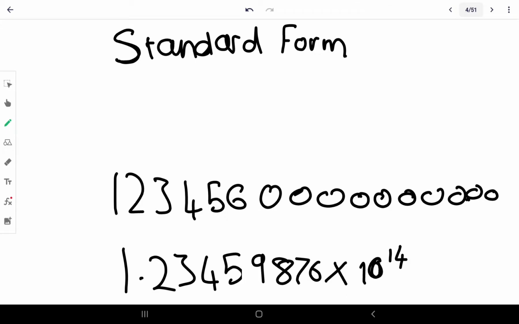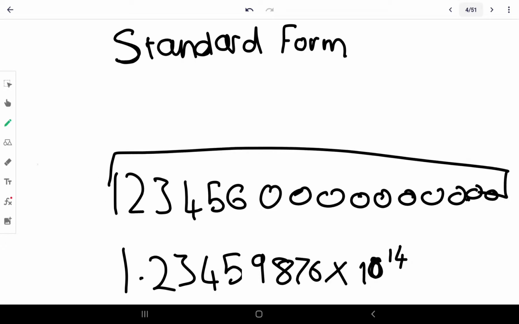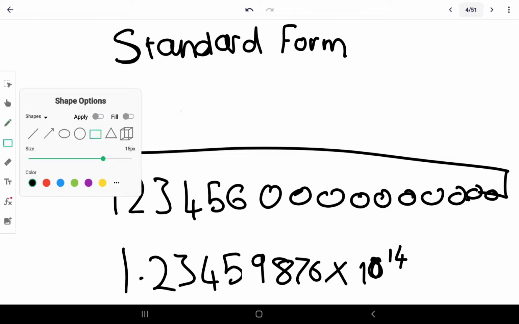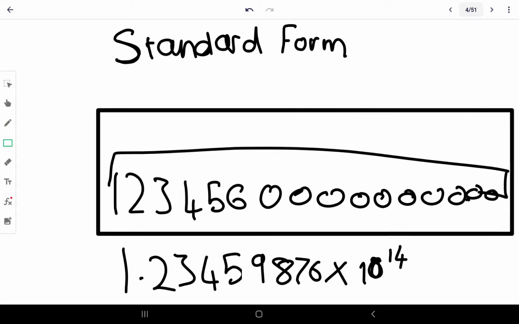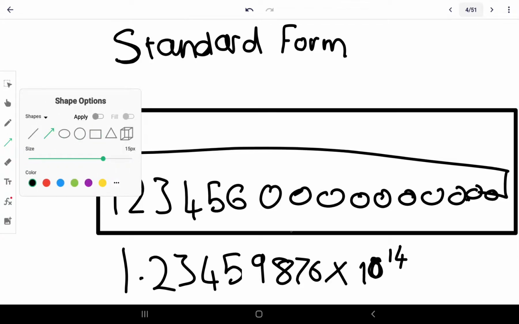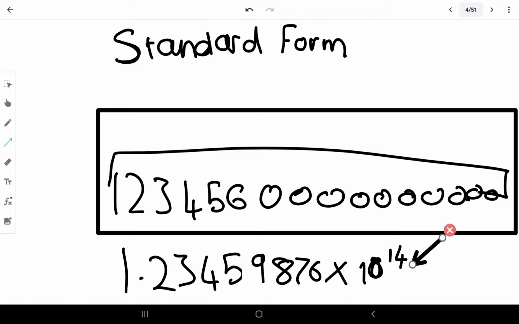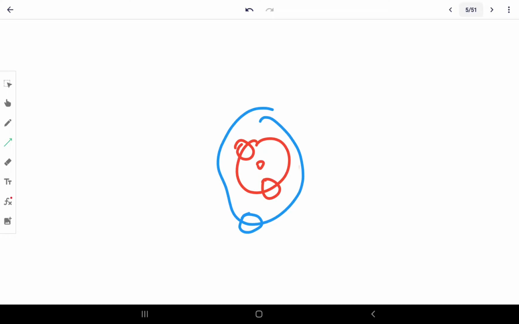So this is how we can do it. You do not need to write this many digits. Instead, you can take this number and convert it into this format, which is very small. So that's why we use standard form. Let us see a few examples.